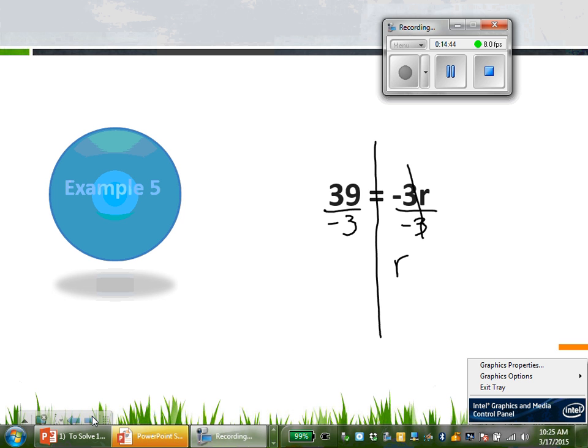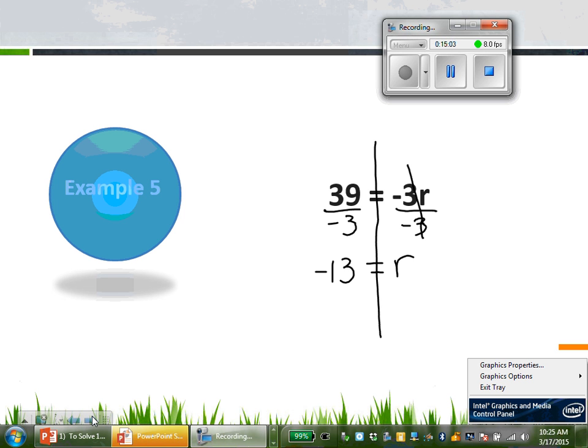So you need to understand, when you're multiplying and dividing and they cancel, they make 1. Because 1 times anything is itself. When you're adding and subtracting and they cancel, they make 0. Because when you add 0, it's just itself. Okay? And so 39 divided by negative 3 is negative 13.